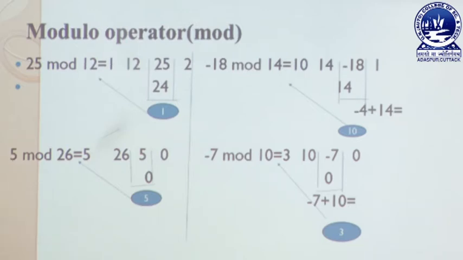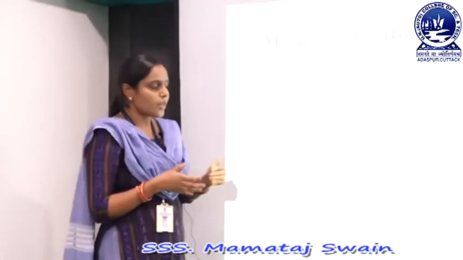In a similar way, how to calculate the mod of negative numbers? First I am taking minus 18 mod 14. First of all, you have to divide minus 18 by 14. When you divide this, you get the remainder minus 4. After that, what you have to do is add 14 to minus 4. What is the value? 10, and this 10 is the answer of minus 18 mod 14. Then the next one is minus 7 mod 10.